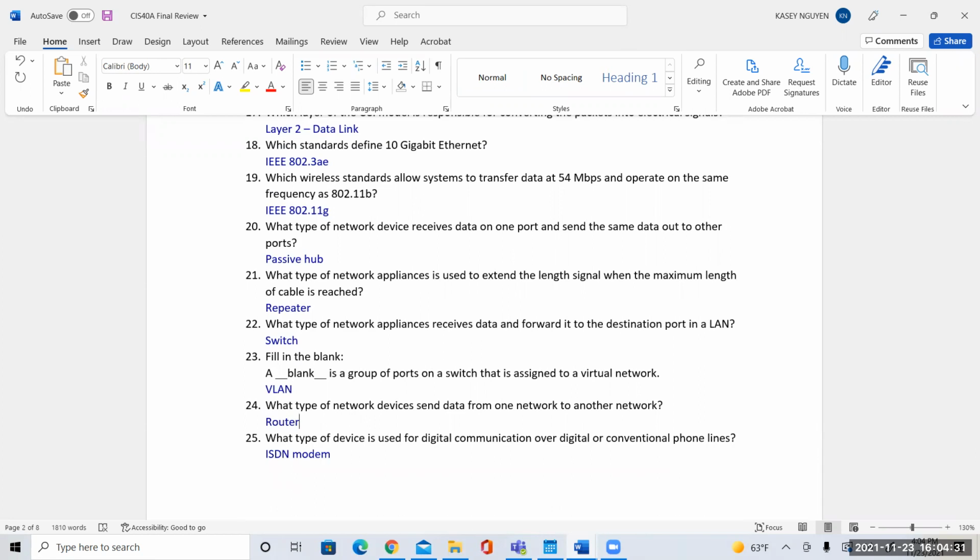What type of device is used for digital communication over digital or conventional phone lines? And that is a modem, right? But in this case, it will be your ISDN modem. So the modem modulates signal. Okay, that means that it needs to convert analog to digital and digital to analog if we're using the phone line. Or even in the case for ISDN, sometimes it is over a digital network, but ISDN networks use ISDN modem. It could be external modem or internal modem.